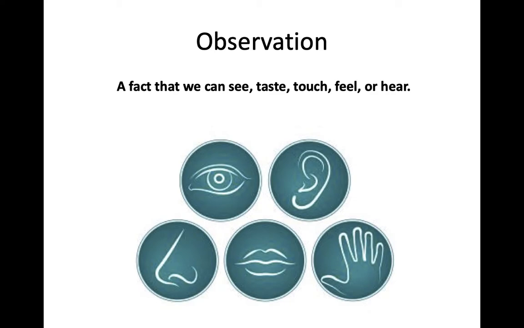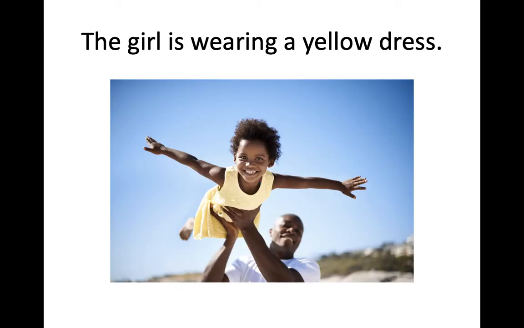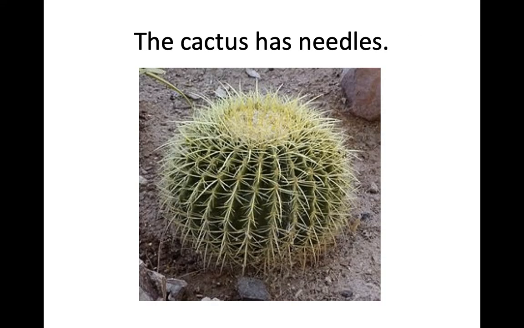Observations are facts that we can see, taste, touch, feel, or hear. So anytime we make a statement using our five senses, we are making an observation. The girl is wearing a yellow dress. This is an example of an observation because you can see with your eyes that the girl is wearing a yellow dress. You're using your sense of sight to make that observation. The cactus has needles. You're using your sense of sight again to make an observation that by looking at this cactus, you see that it has needles.